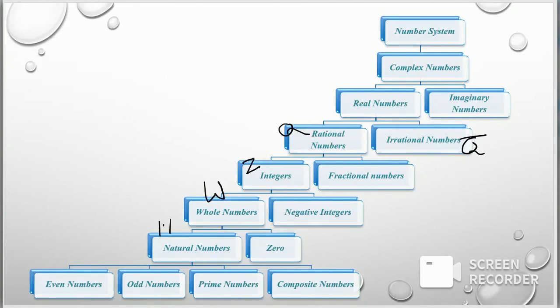Whole numbers are again classified into natural numbers and zero. Natural numbers are indicated with the capital letter N, and we know that all the natural numbers are counting numbers. The natural numbers have so many types. Some of them are even numbers, odd numbers, prime numbers, composite numbers. First, we learn about the natural numbers.